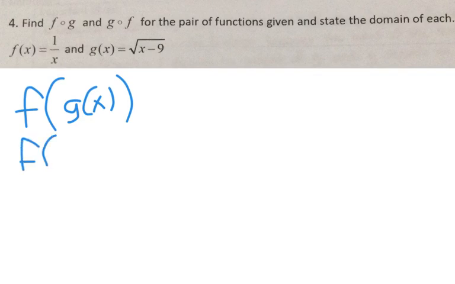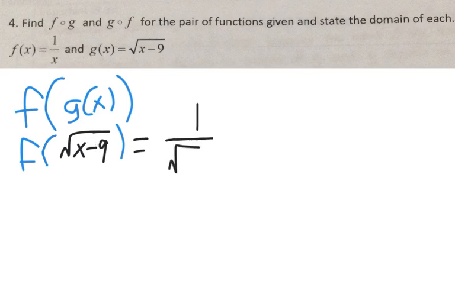So what's another way to say g of x? We could just say the square root of x minus 9. So I'm going to go to my function f. Everywhere there used to be an x, I'm now saying radical x minus 9. So I'm going to plug radical x minus 9 in to x, like that. So this is the composition.